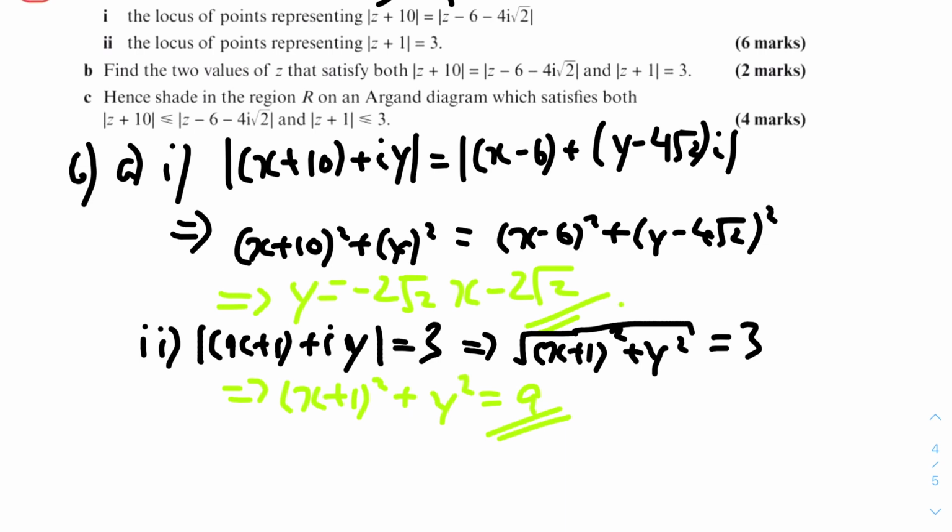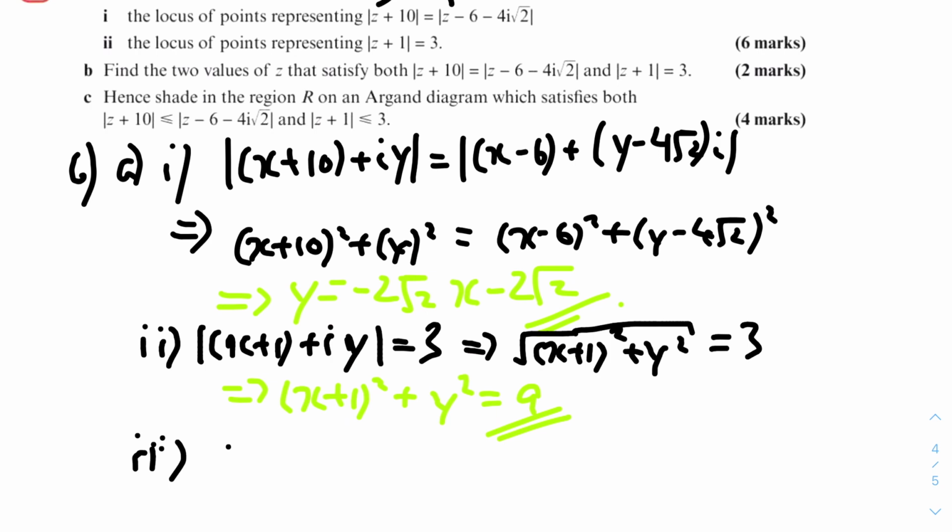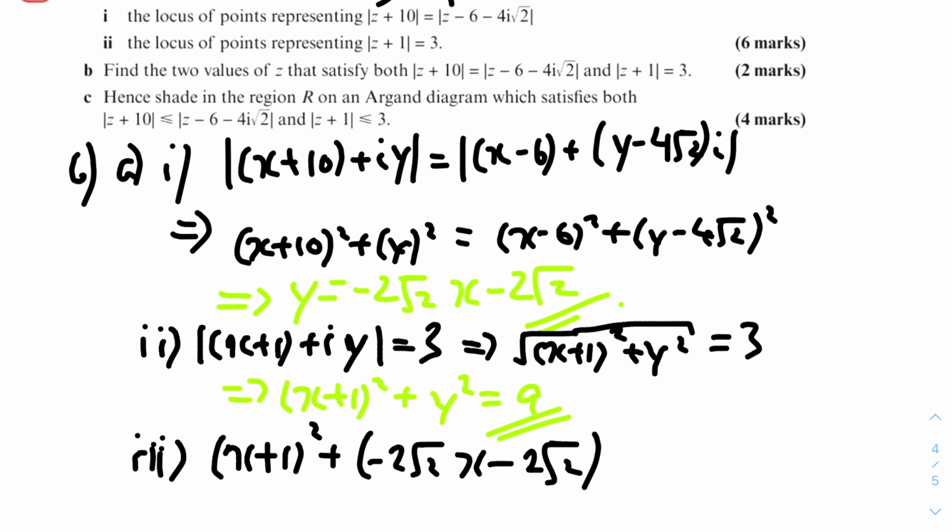So what we can do is substitute y in the second equation by this y right here. Therefore it will be (x + 1)² + (−2√2 x − 2√2)² = 9. So from there we can just solve for x.